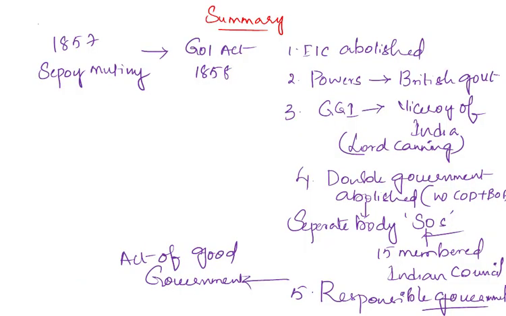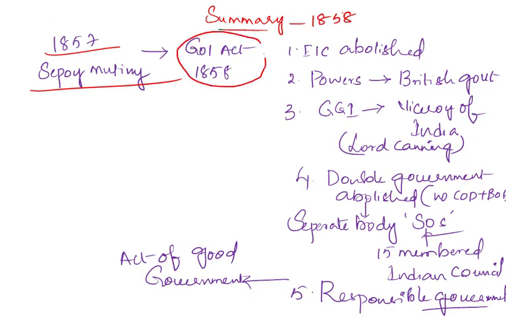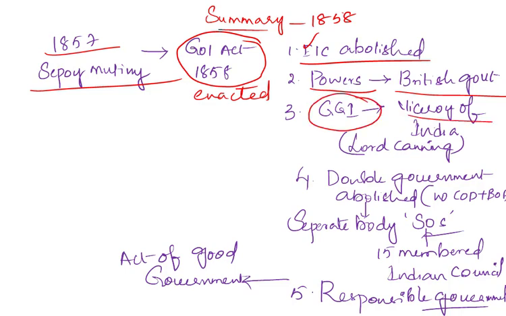So the summary of the Government of India Act 1858 is: after the 1857 revolt or Sepoy Mutiny, the Government of India Act 1858 was enacted, and it abolished the East India Company, and the powers of government, territories and revenues were transferred to the British Crown. The Governor General of India designation was changed to Viceroy of India. Lord Canning was the first Viceroy of India, and the system of double government was ended. So no Court of Directors and Board of Control.